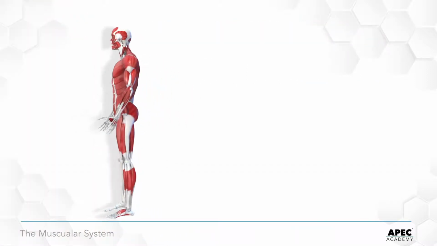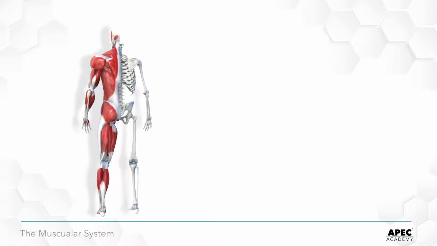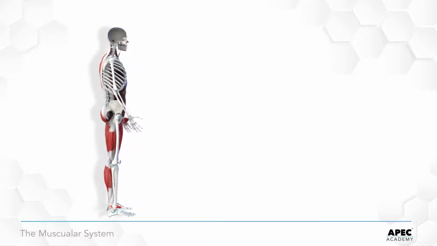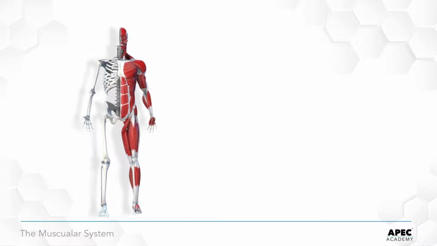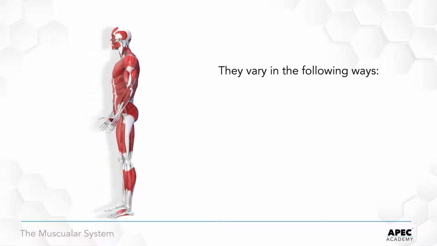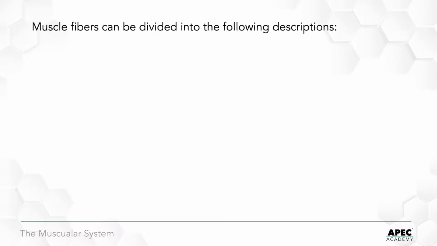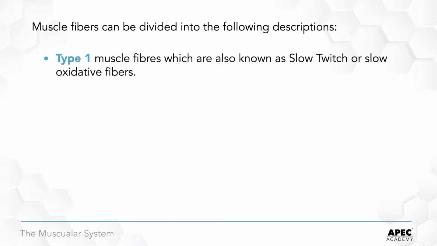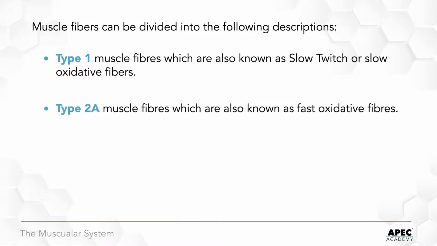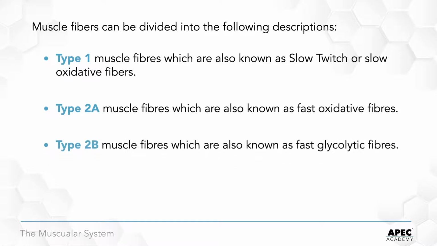Now, skeletal muscles are actually made from several different types of fibers that all have distinct characteristics, making them better than others at specific tasks. They vary in the following ways: color, capable force, and speed of contraction. Muscle fibers can be divided into the following descriptions: Type 1 muscle fibers, which are also known as slow twitch or slow oxidative fibers. Type 2A muscle fibers, which are also known as fast oxidative fibers. And type 2B muscle fibers, which are also known as fast glycolytic fibers.